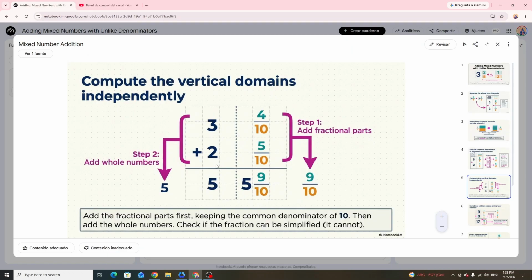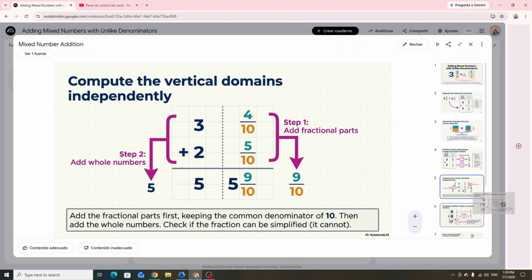Okay, so now we substitute 4/10 and 5/10. Now that they have the same denominator, we're able to proceed. We just add up 4 and 5, that gives me 9, and we repeat the same denominator, which is 10. So the answer to that is going to be 9/10. And the whole numbers are pretty simple. It's just adding 3 and 2, and that gives me 5. So the final answer is going to be 5, the whole number, and then 9/10. That's the final answer, okay? And it's going to be a mixed number.